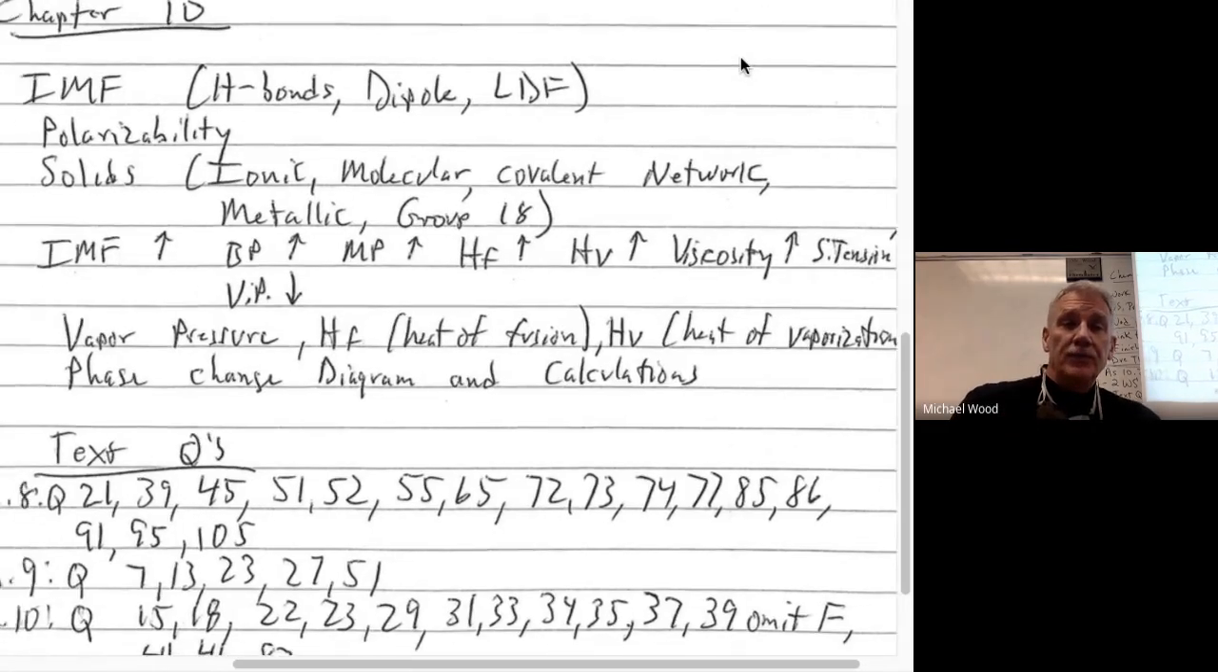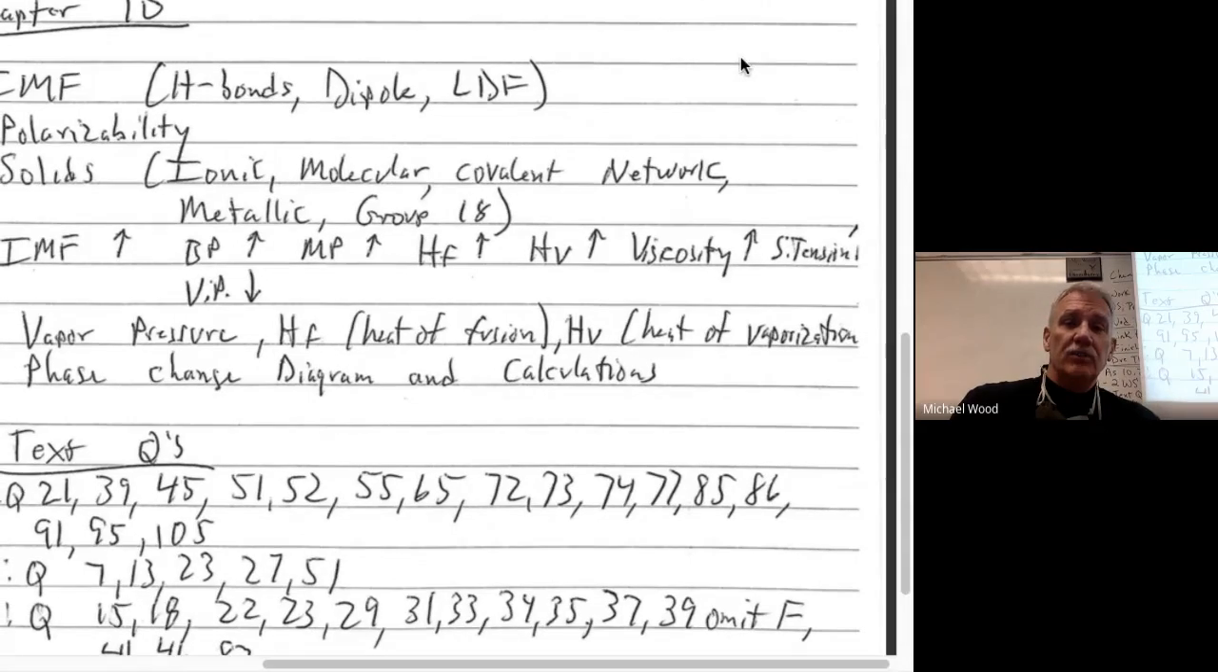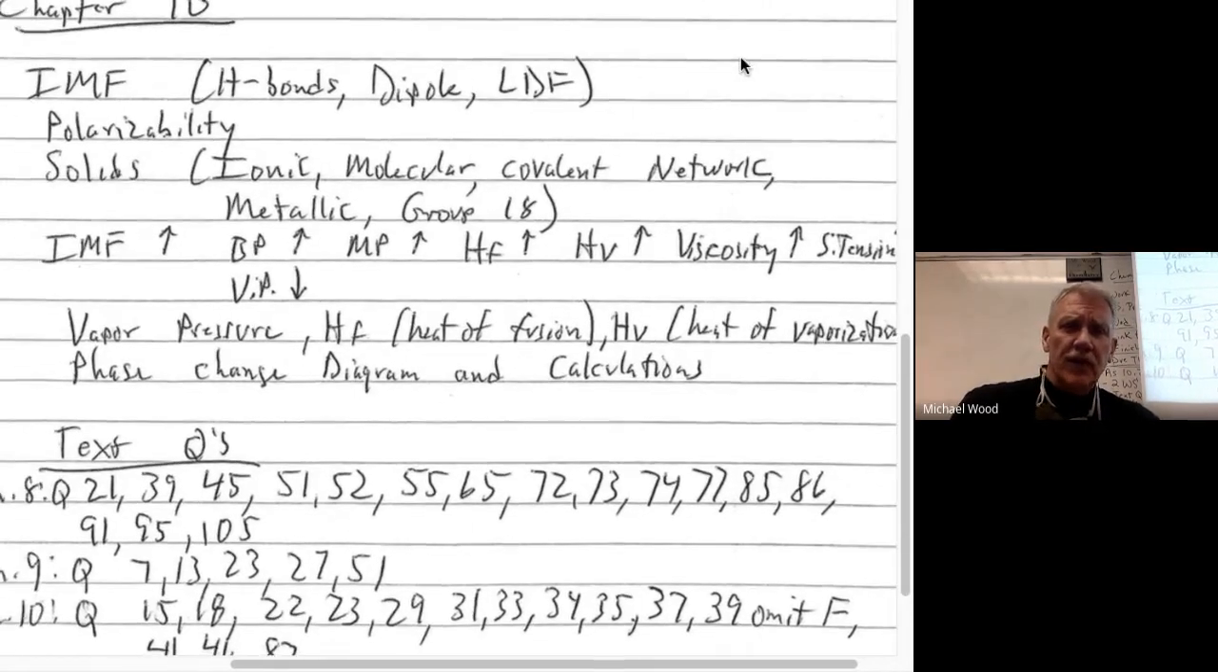The one that's the opposite is vapor pressure. VP, vapor pressure, goes down. So intermolecular force goes up, vapor pressure goes down. And then there's going to be, again, on vapor pressure, heat of fusion, heat of vaporization. I could ask you to explain, so why is the heat of fusion higher for water than it is for a London force? Well, because with strong intermolecular forces, it takes more energy to break that apart.